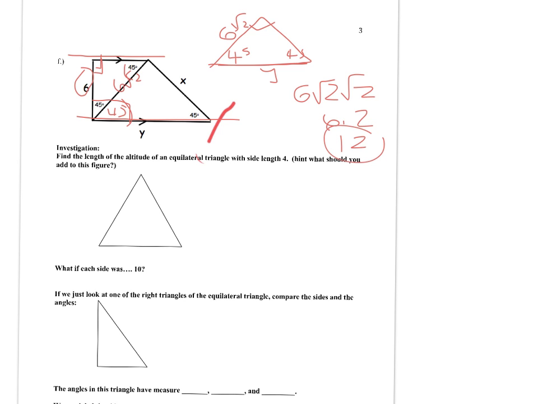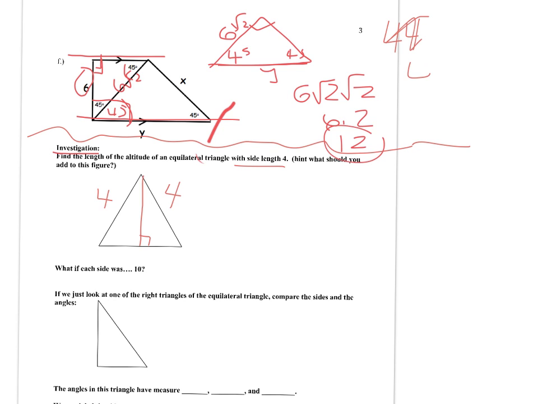Okay, in this next investigation, find the length of the altitude of an equilateral triangle with side length 4. Okay, they're asking me to find the altitude of this triangle, and it's an equilateral triangle, side lengths are 4. So this is a different section than before. We were dealing with 45, 45 right triangles, and this is now different. So see if you can see the difference.